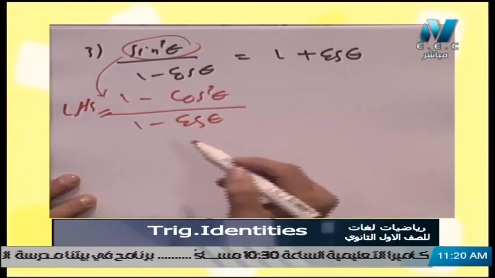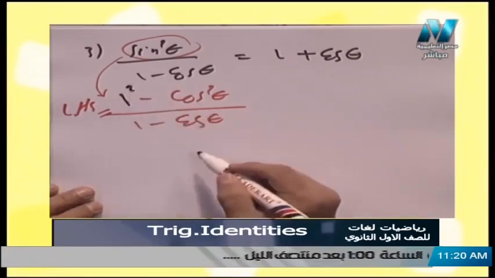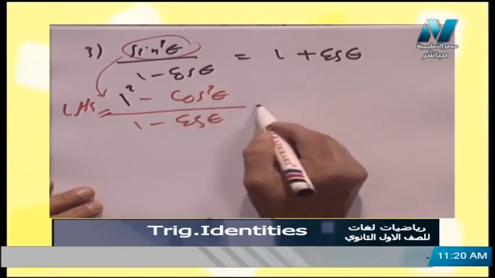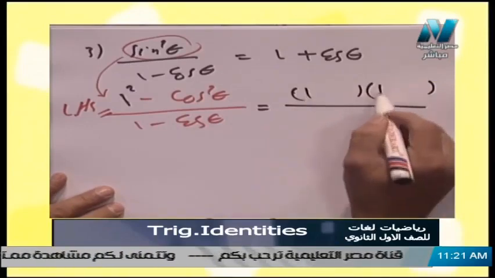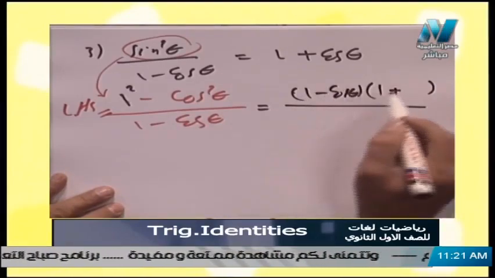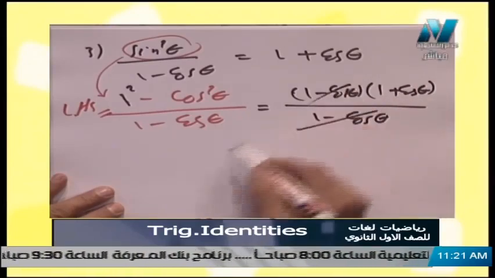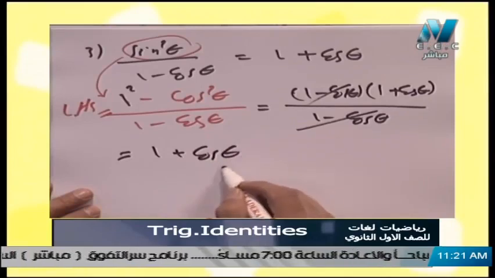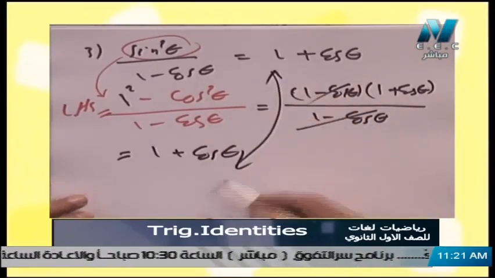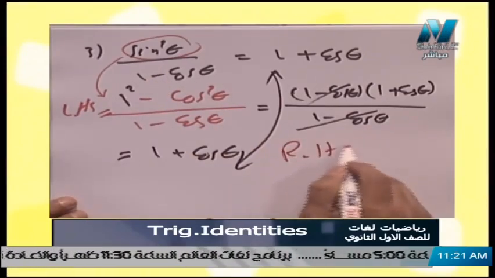This is the left hand side, and the intelligent students say that here 1 means 1 power 2, and this is cosine power 2. We can factorize them by factorizing the difference of squares: 1 and 1, minus and plus, cosine theta and also cosine theta here. We have here 1 minus cosine theta, so we can cancel this part with this part. So the answer will be 1 plus cosine theta. Yes, we succeeded in proving that the left hand side equals the right hand side easily. Okay, let's move quickly to another example.